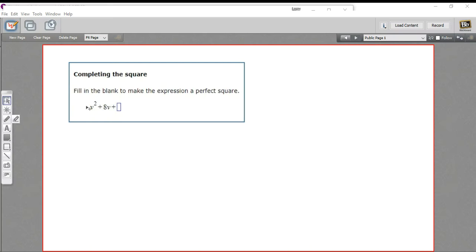In this problem, we have an incomplete expression. There's a blank in it, and our job is to pick the number that goes in that blank that would make this a perfect square. And what you can probably see here is we're going to end up with a trinomial: a squared term, a regular variable term, and a numbered term.